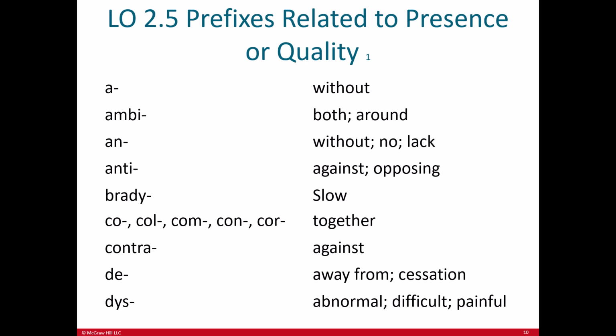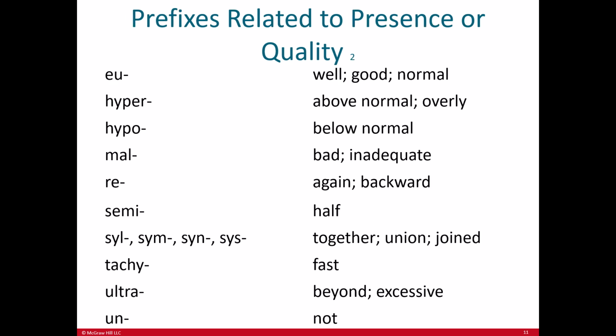And then dys, D-Y-S, which means abnormal, difficult, or painful. Now there is a D-I-S and it has a separate meaning, not or separated. Let's look at some more prefixes that are related to presence or quality. So this first one up here we have eu, E-U. It means well, good, or normal.